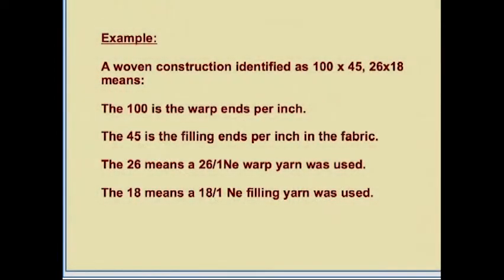In addition to the thread count, the size of the corresponding yarns is often listed. In the example above, the 100 by 45 may be followed by 26 by 18, which would indicate 100 warp ends per inch of a yarn number of 26 singles, and 45 filling ends per inch of a yarn size of 18 singles. Other information could indicate fiber content and other pertinent yarn data discussed in the yarn section of the construction chapter.